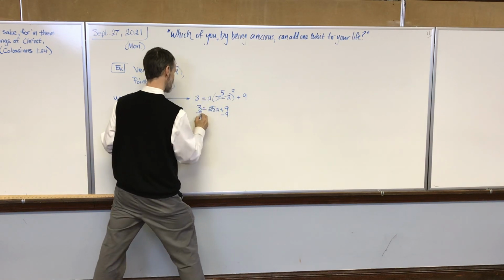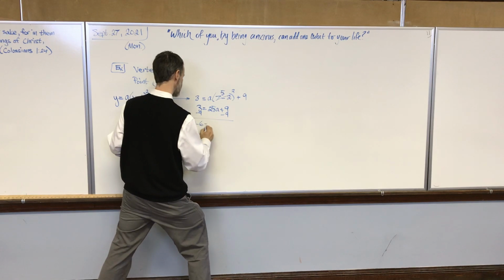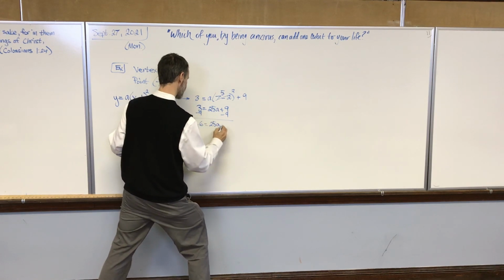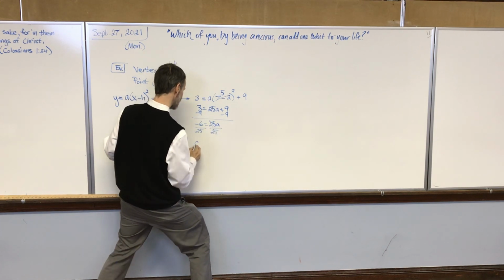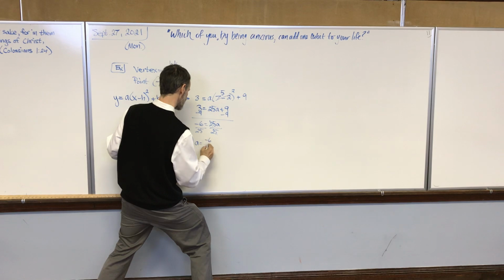Okay. What do you get? Negative 6 equals 25a. One more step. Divide everything by 25. Does that reduce or no? No. So what do you get? Negative 6 over 25.